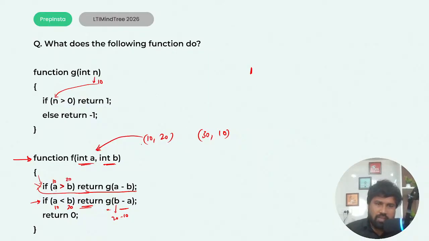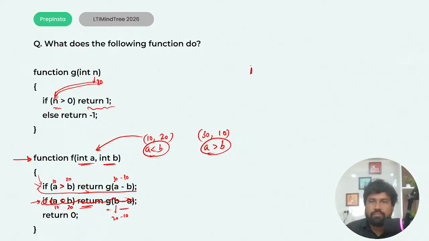So when I give a less than b, the answer is 1. Now let's see a greater than b. Earlier I gave a less than b, now I will give a greater than b. So the second statement won't get executed, the first statement will get executed. Here a is 30. 30 minus 10 is 20. So n will be stored with 20. Again it is a positive number. So whenever n is positive, you will return 1.